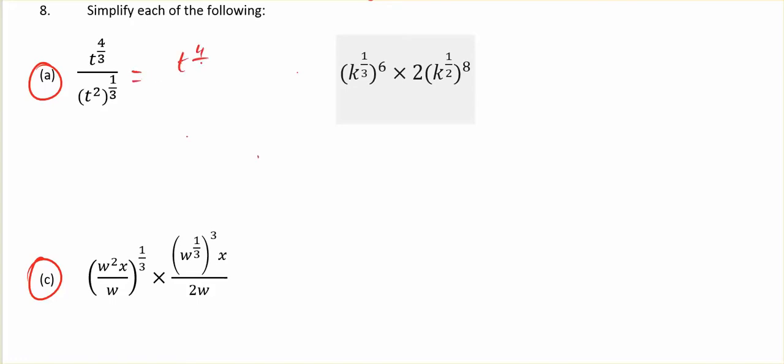So t^(4/3) divided by t^(2/3)... when we multiply 2 by a third, we get t^(2/3). Okay, so since we're dividing something on the same base, we subtract the indices. 4 over 3 minus 2 over 3 is 2 over 3, so it's t^(2/3). Okay, we're done.